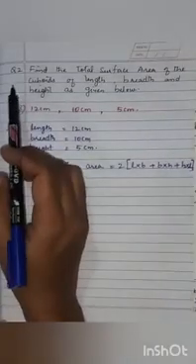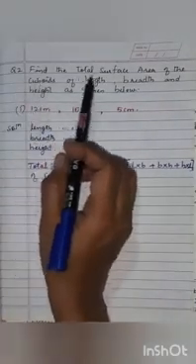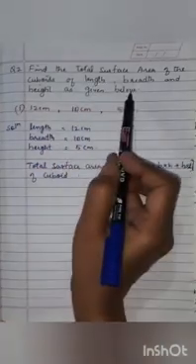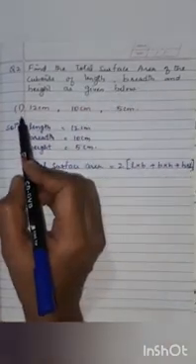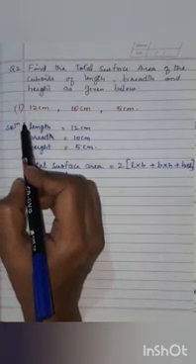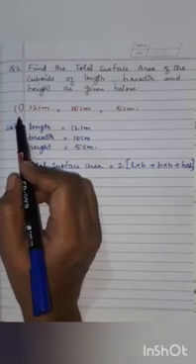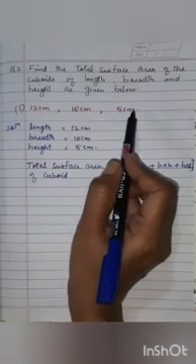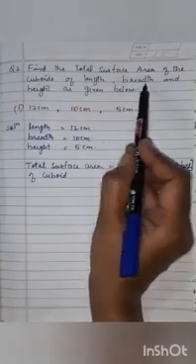Now students, our question number 2 is: find the total surface area of the cuboids of length, breadth and heights given below. So children, in question number 2 there are 4 sub questions. I will be solving any 2. The remaining 2 you are going to do by yourself. So here the first sub question which I have taken is 12 centimeter, 10 centimeter, 5 centimeter. That means here they have given the length, breadth and height.